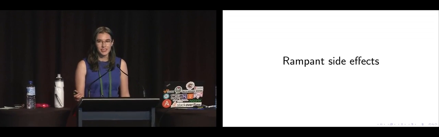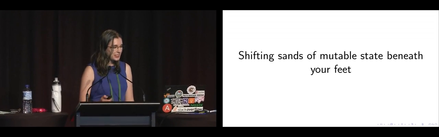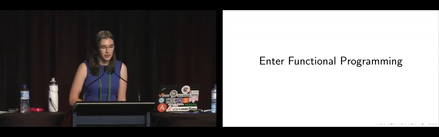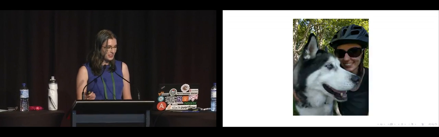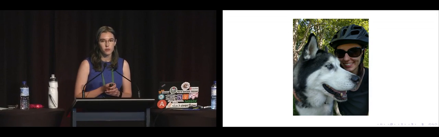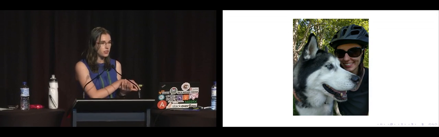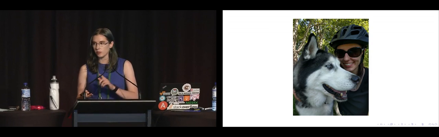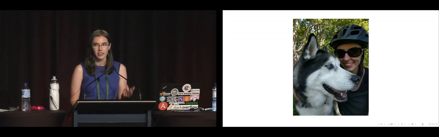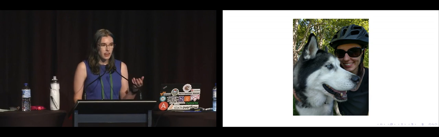So you have rampant side effects all through your code, mutable state everywhere, and enter functional programming to help you solve these problems. I'm a dev at REA, and while there I've worked both on some of our functional stuff in Scala and also in our Ruby areas, and I've seen quite a few problems in some of our Ruby stuff that can be addressed by taking some of the techniques that we use in our functional apps.